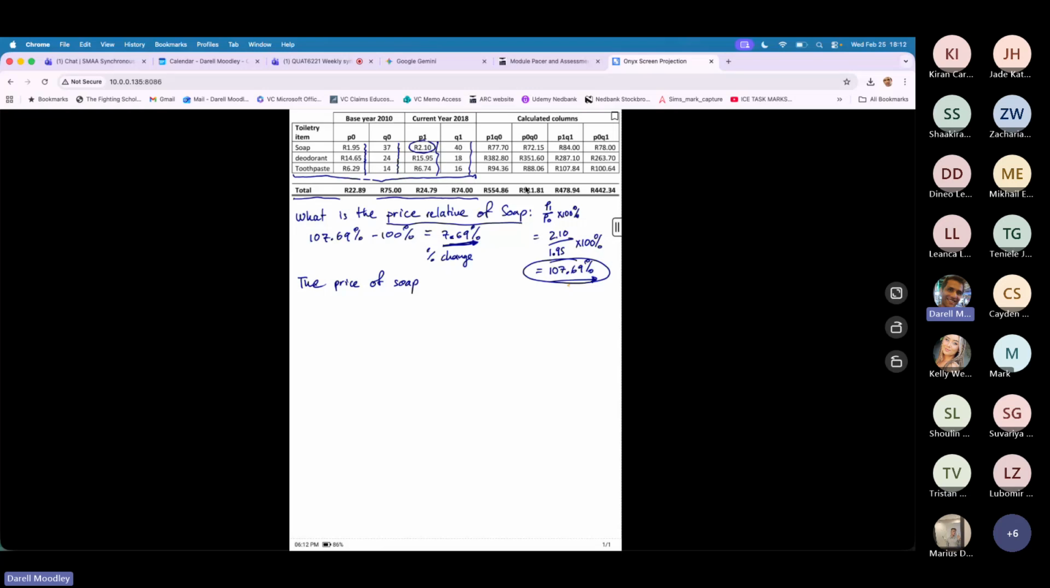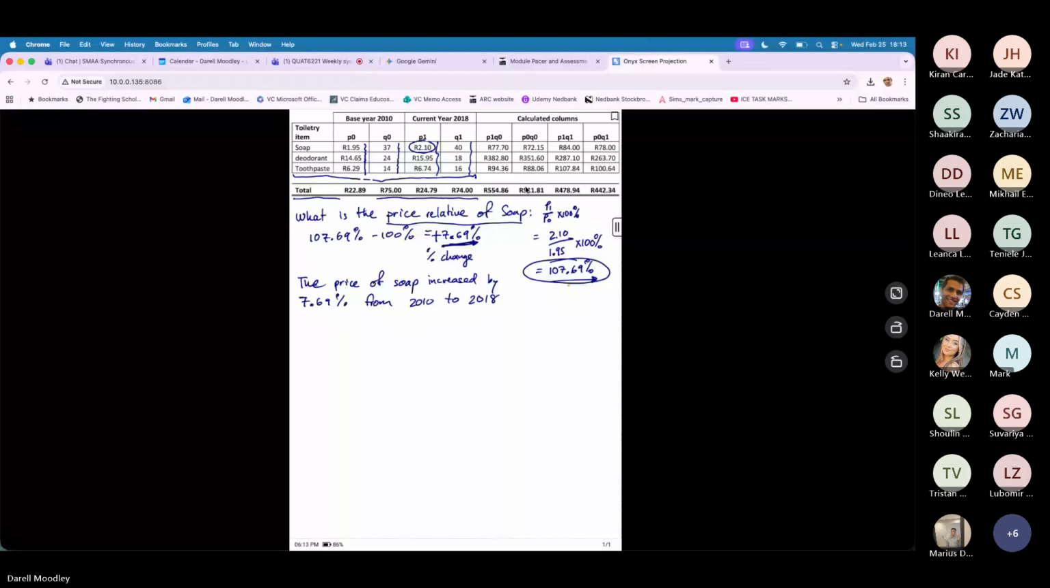And why do we say it increased? Well, you got a positive number here, okay? You got 107.69%, which is bigger than 100%, all right? You got a positive number. So whenever you have a positive number, that means it increased. So the price of soap increased by 7.69% from 2010 to 2018. That's it. You've answered that question completely.